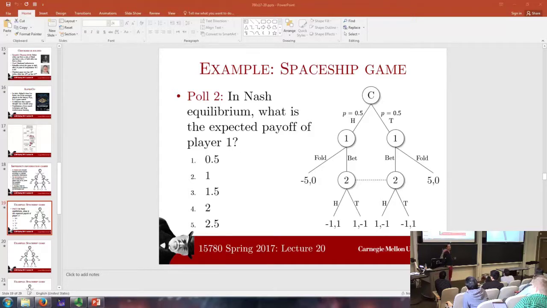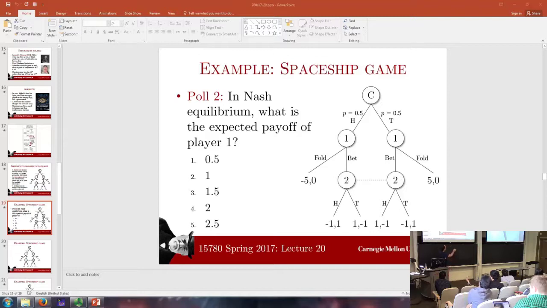There the worst he can get is -1, whereas folding gets -5. So obviously in any equilibrium, from the point of view of player 1, he would have to fold here and bet here. But then for player 2, like Roger was saying, now he knows that player 1 is betting only when he has heads. So now player 2 can play heads, and when we actually reach the node of player 2, he will win.